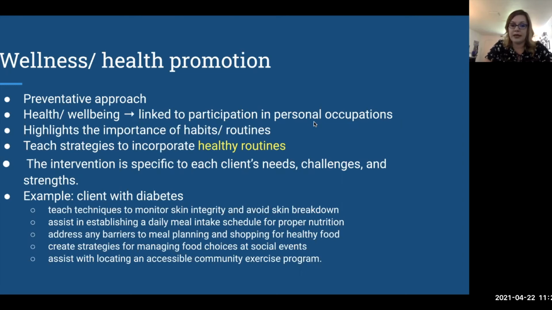So an example would be a client with diabetes. An OT can teach techniques to monitor their skin integrity and avoid skin breakdown, such as using a mirror to look at the bottom of their feet for pressure sores. We can assist in establishing a daily meal intake schedule for proper nutrition. We can address any barriers to meal planning and shopping for healthy food. We could create strategies for managing their food choices while at a social event. And we can assist with locating an accessible community exercise program or developing an individual home exercise program.